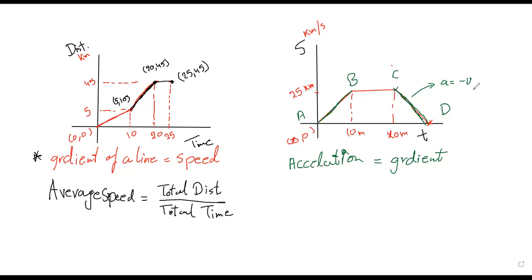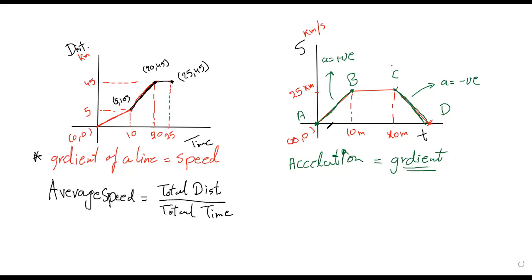Negative. Right. The acceleration is positive and the acceleration is negative, that's why we call it deceleration. So calculating the acceleration or the deceleration in any part of the journey, we have to find the gradient in the same way: y2 minus y1 over x2 minus x1, and that's it.